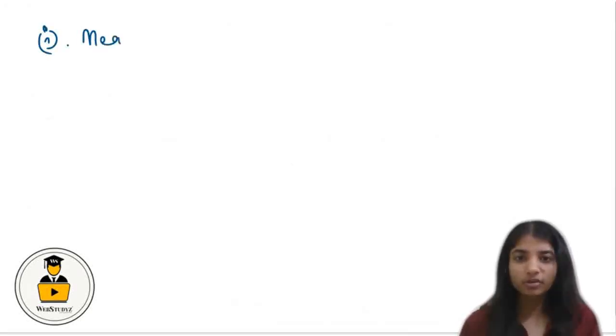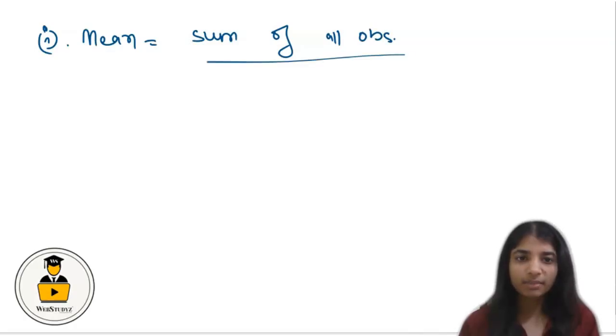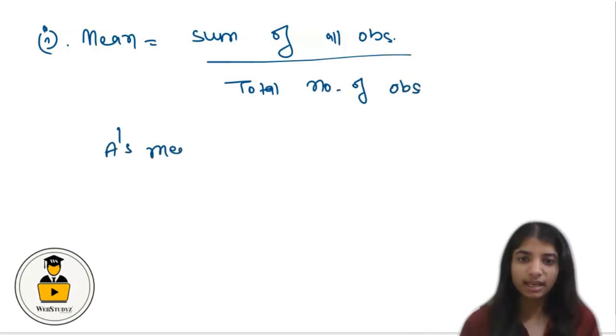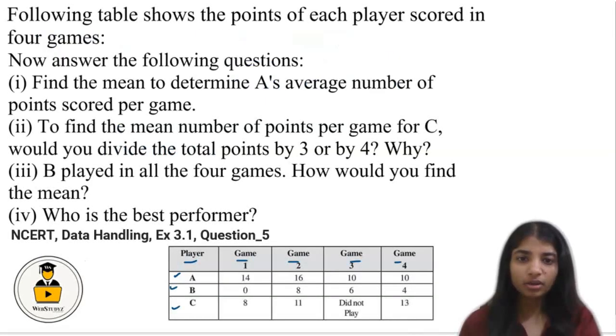As we know, mean is equal to the sum of all observations divided by the total number of observations. Here we are considering A's innings, so we have to find the mean of A's score. In game 1 A scored 14, in game 2 he scored 16, in game 3 he scored 10 and in game 4 again he scored 10.